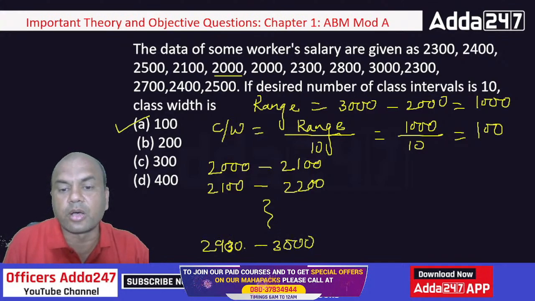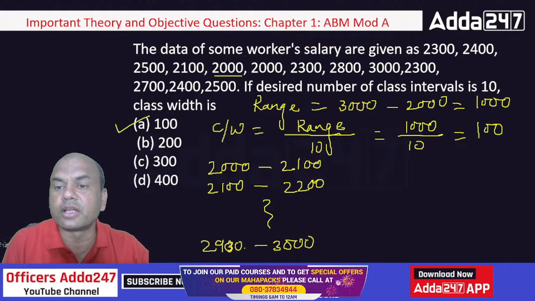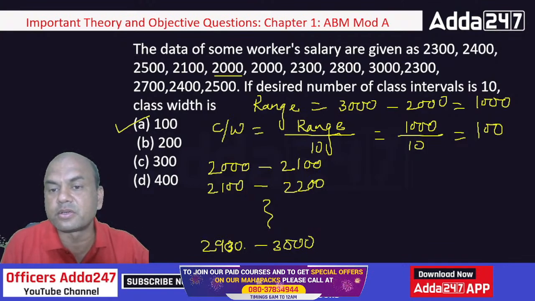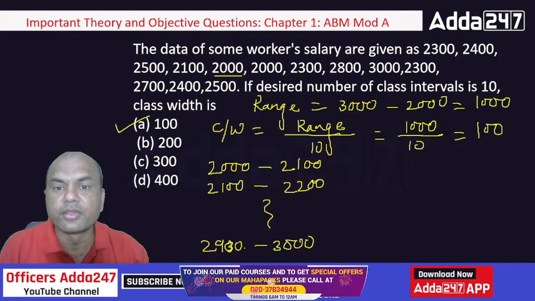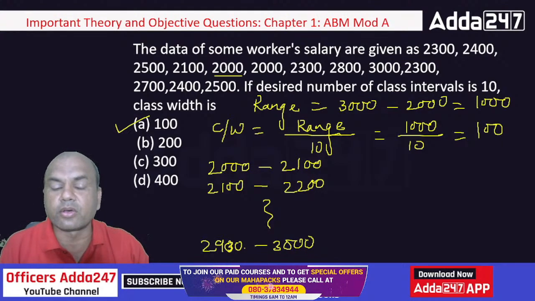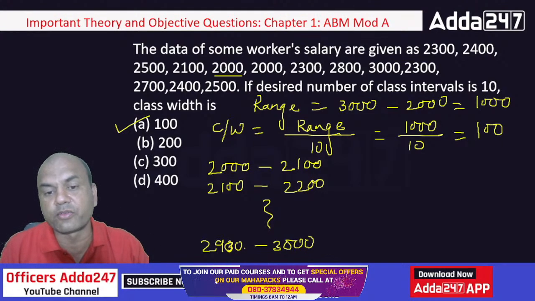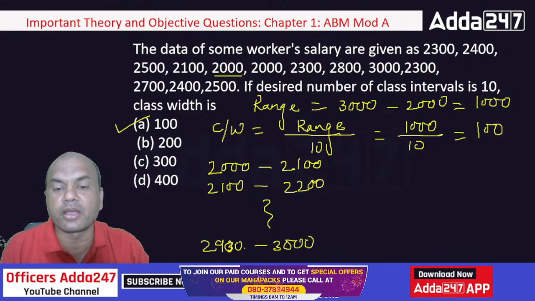So how many will we be having? 10. So that is what is mentioned over here, class intervals is 10. So this is a 10 number, right? So remember, class width always means the constant number, the difference between the upper number versus the lower number, or maximum minus minimum of that class.